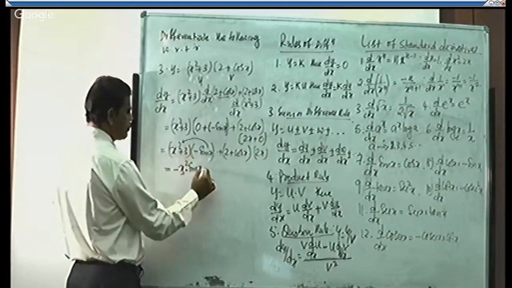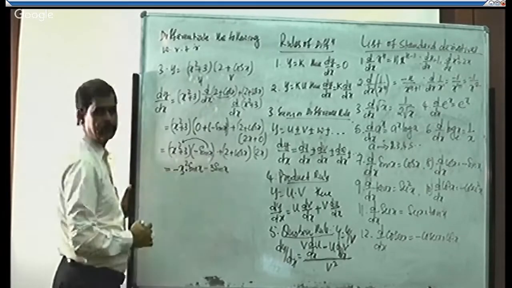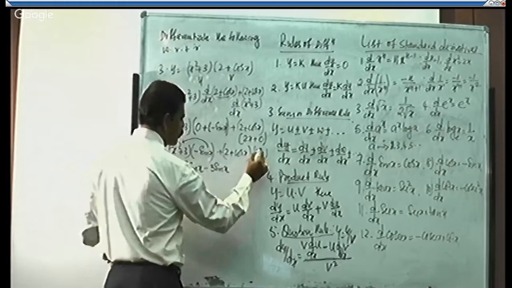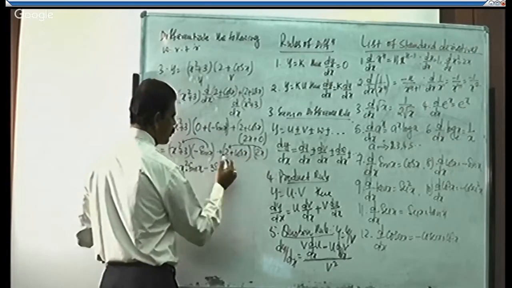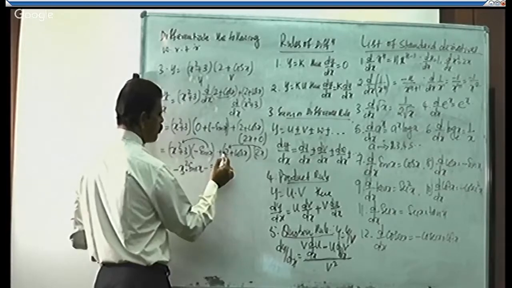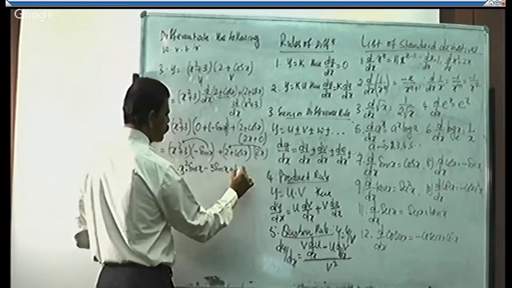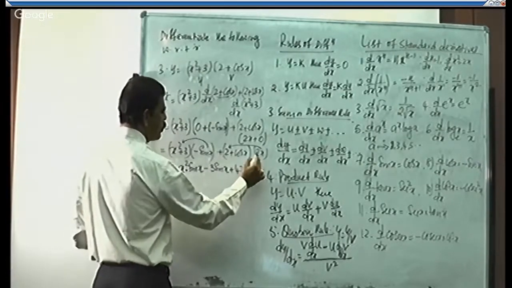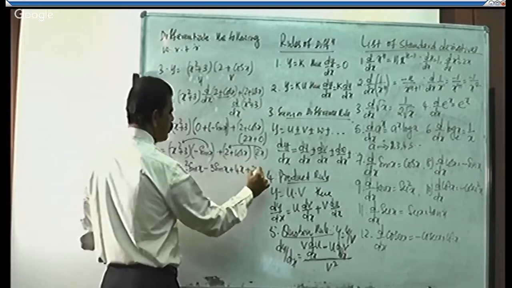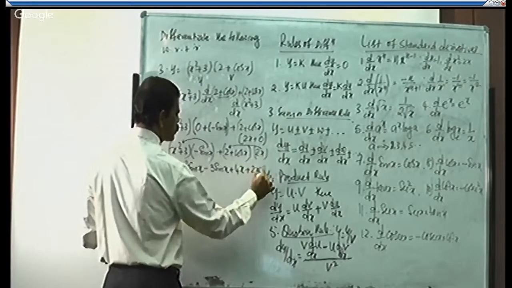Plus into minus is minus. Minus 3 into sin x is sin x. Then multiply with 2x. 2x into 2. Plus into plus into plus. See all the signs first. Plus into plus is plus, plus into plus is plus. 2 into 2 is 4x. Plus into plus is plus, 2x into cos x. 2x cos x.